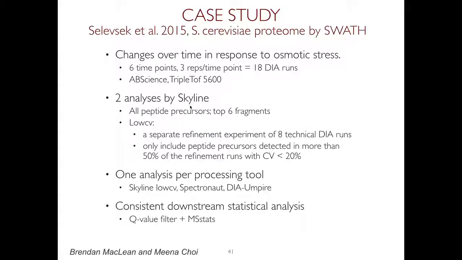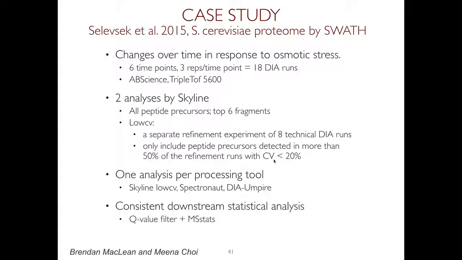So 2 analyses by Skyline. One analysis used all the peptide precursors which were identified with the library and used the top 6 fragments for these precursors. But the second analysis used additional information. As part of the experimental design, the original authors of the paper first took 8 technical DIA runs from these different samples from different time points, and they essentially tried to understand how well they could quantify different peaks in the library. And based on that, they only decided to include in the actual study, in the second step, the peptide precursors which were not missing in at least 50% of the refinement runs and had coefficient of variation less than 20%.